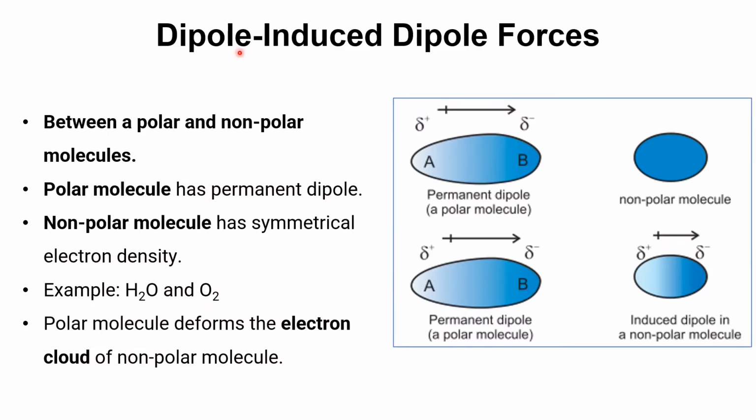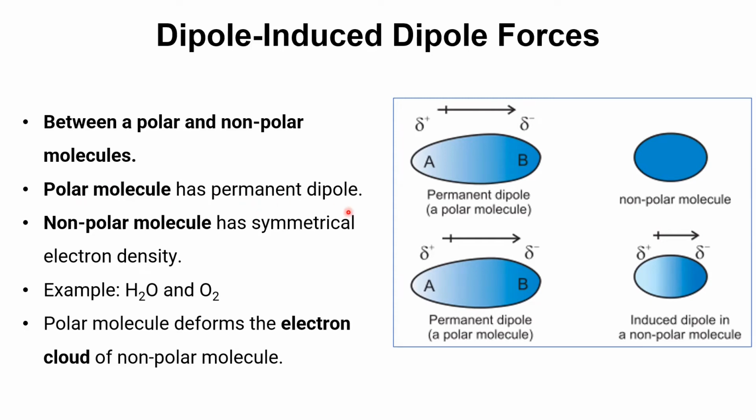The second type of van der Waals force is dipole-induced dipole forces. We know the meaning of dipole, and we also know by now the meaning of induced dipole. Here, dipole-induced dipole means one molecule already has a dipole, so it is a polar molecule, and in another molecule there is an induced dipole, so it is a non-polar molecule. So these forces are present between a polar and a non-polar molecule.